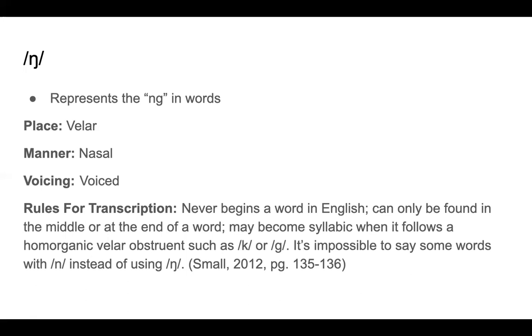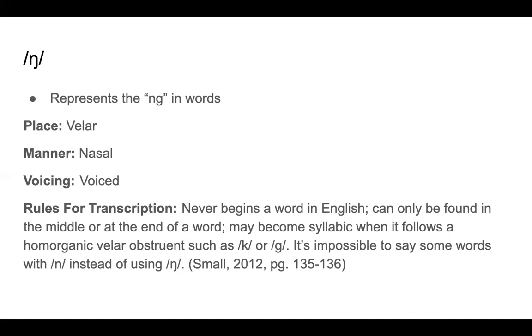The place of articulation for this is velar. Again, the manner is nasal, and it is voiced, just like the other two examples. Some rules for when you are transcribing this is that it can never begin a word in English. It can only be found in the middle or at the end of the word. So, with that being said, it could have the possibility of becoming syllabic when it follows a homorganic velar obstruent, such as K or G. And I found these in the book, and it was a great explanation.